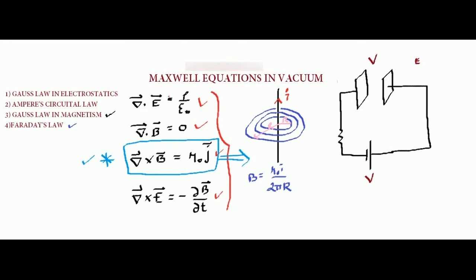Maxwell said that the moment I connect the battery to the capacitor, there is a current in the circuit. Agreed? Now current flows in the circuit. It goes here, it goes here, the current flows in this part of the circuit, and then the current returns to the negative potential. Agreed? So a current is maintained in this particular circuit.